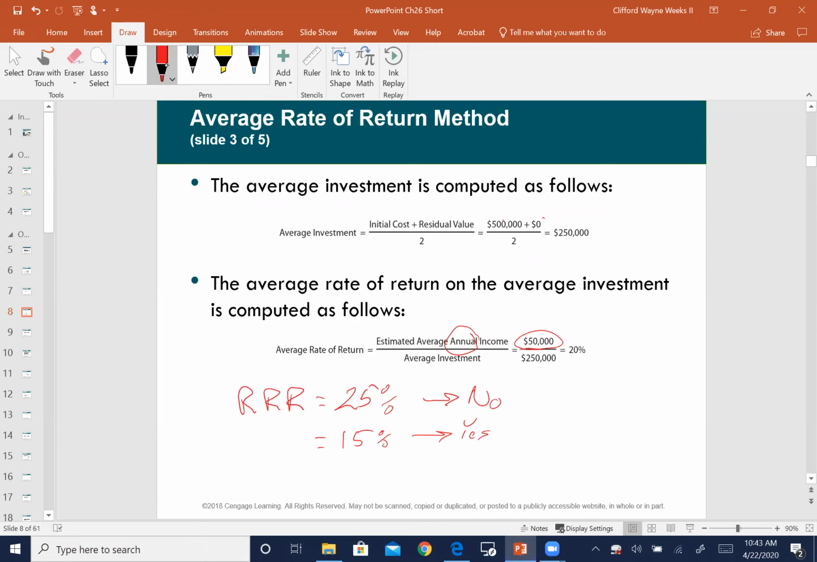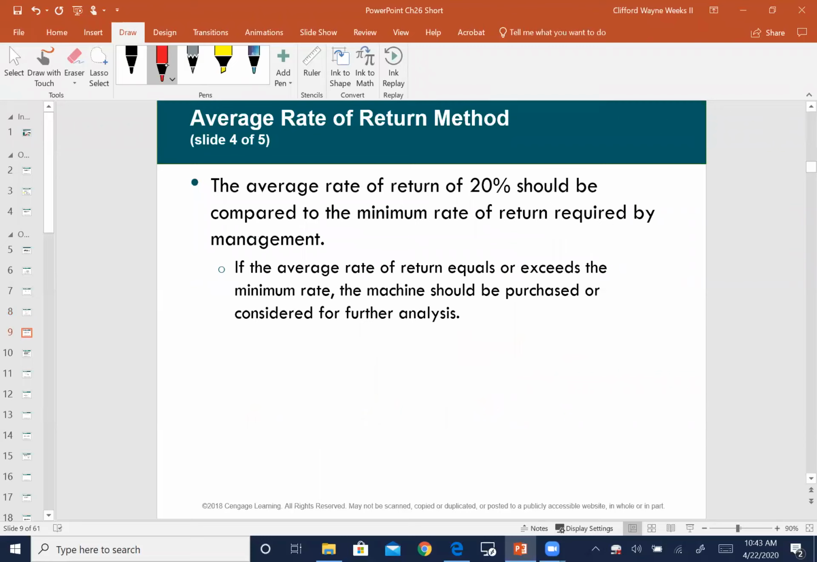You have to have something to compare it to, and this would be something that your firm would have individually, specific for your firm. That's what it's saying: you're comparing it to a minimum rate of return, or a required rate of return. If the average rate equals or exceeds the minimum rate, then it should be purchased or considered for further analysis.